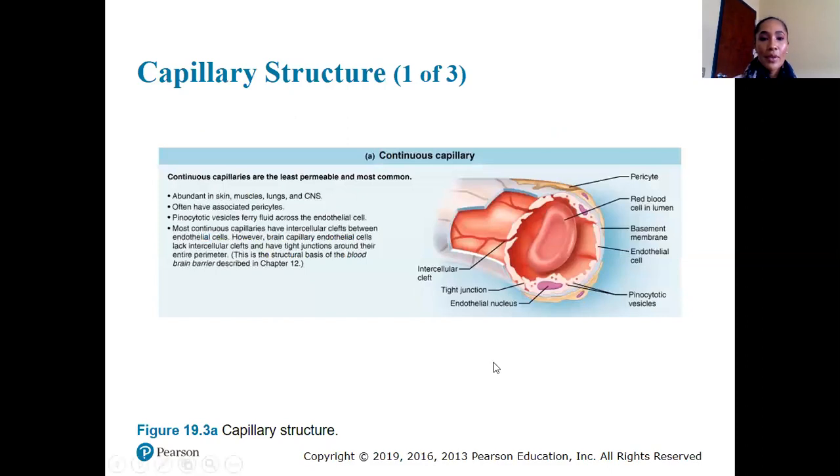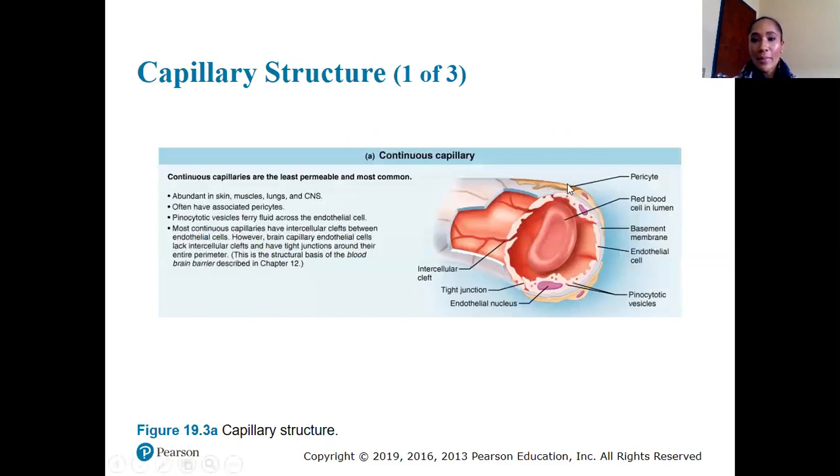So here we have an example of continuous capillaries. In terms of their structures, they are going to allow the least diffusion of substances across the membrane, and yet they are the most common type of capillary that we have in the body.